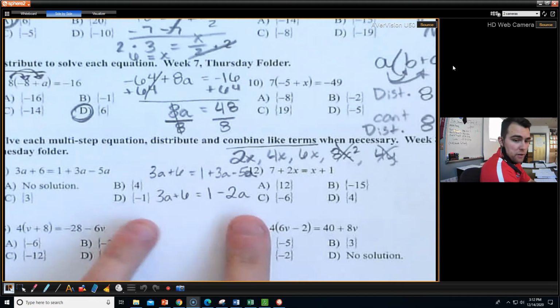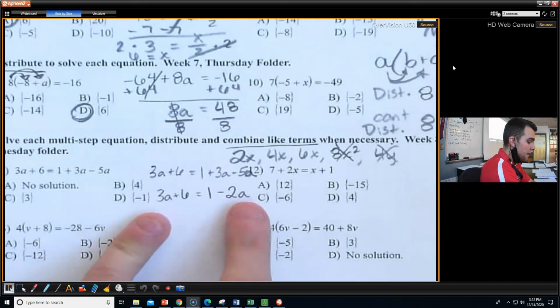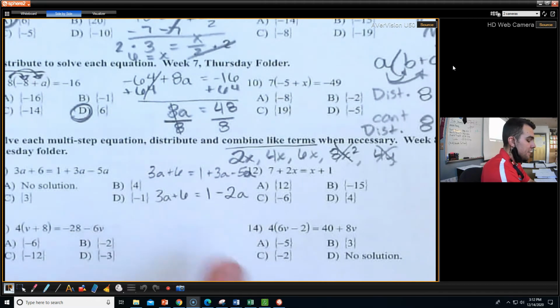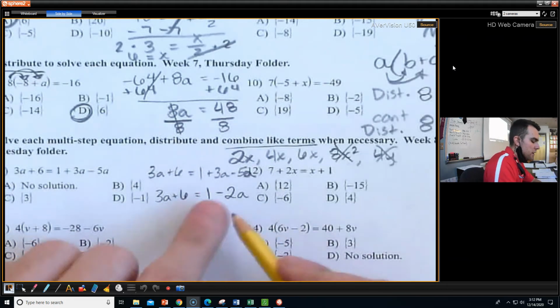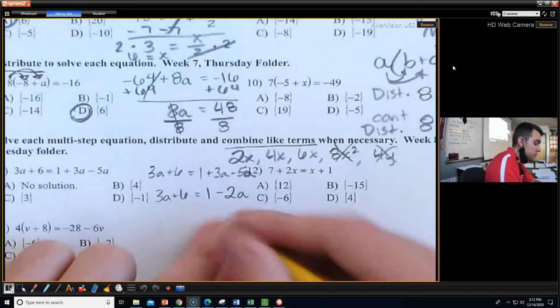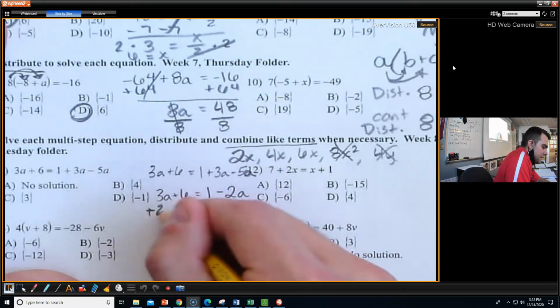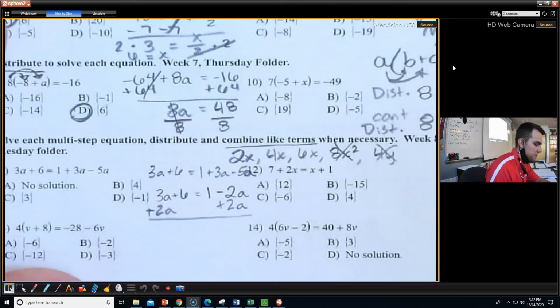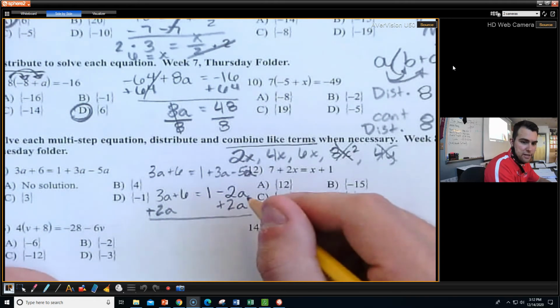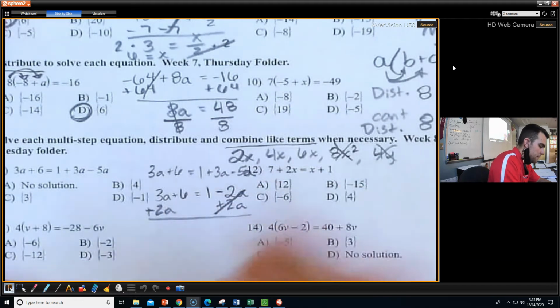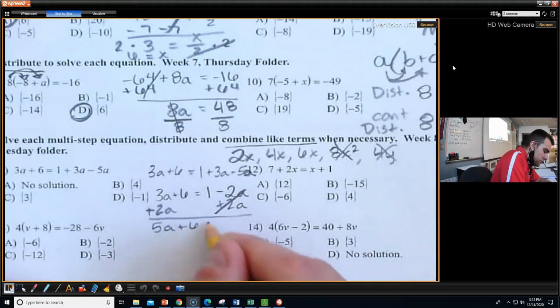Now, I have a variable on both sides of the equal sign. Okay? Now, here's what we could do. We can combine them, but I got to kind of undo them to get them to the other side of the equal sign. So, for example, if I want to undo the minus 2a, I can add 2a. But what I do to one side, I have to do to the other. So if I add it here, I have to add it here as well. Either way, you'll end up getting what a is if you do it like this, okay? So the 2a's will cancel. I'll be left with 5a plus 6 equals 1.